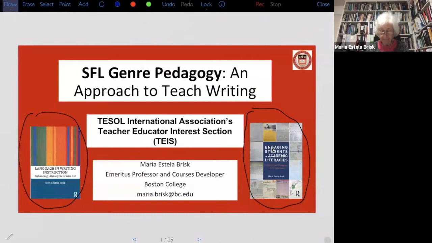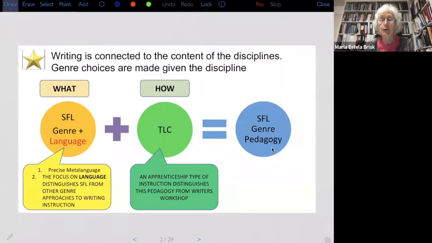So what is SFL language pedagogy? It's based on SFL theory, and what is taught in writing is the genres and language. And that's what makes this approach to writing a little bit different, because of the heavy emphasis on language teaching, because it came from a linguistic theory.